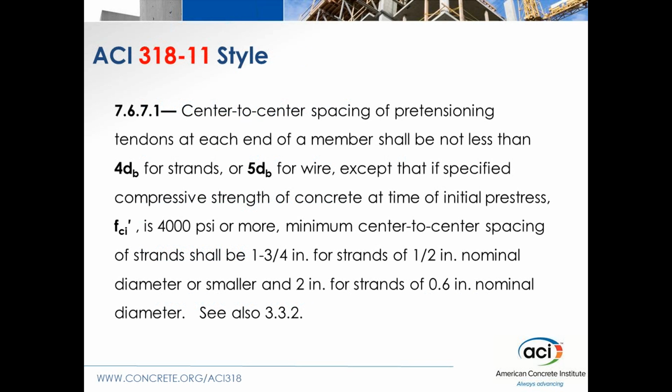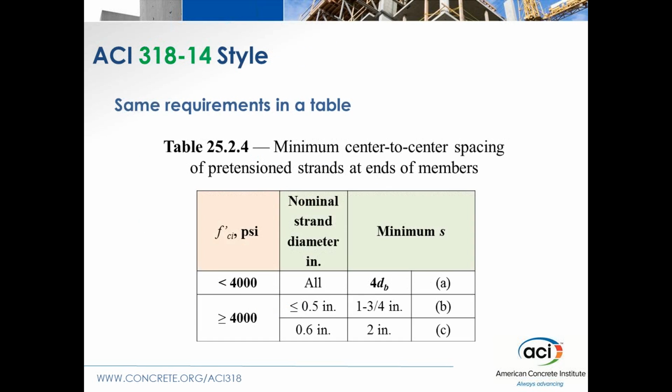Center-to-center spacing of pre-tensioning tendons at each end of member shall not be less than 4 db or 5 db for wires, except that in specified compressive strength, and minimum center-to-center spacing 1 3/4 strands, half inch, and so on. I mean, see also 3.3.2. It's very convoluted. You've got to sit there and read it and reread it, and it takes me a little time to read these things. I have to sketch out something on the side of a piece of paper to see what it really means. So how could we improve what that really says in terms of requirement about center-to-center spacing of pre-stressing?